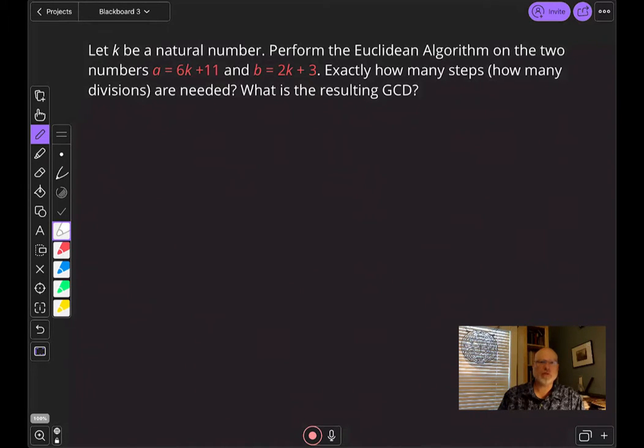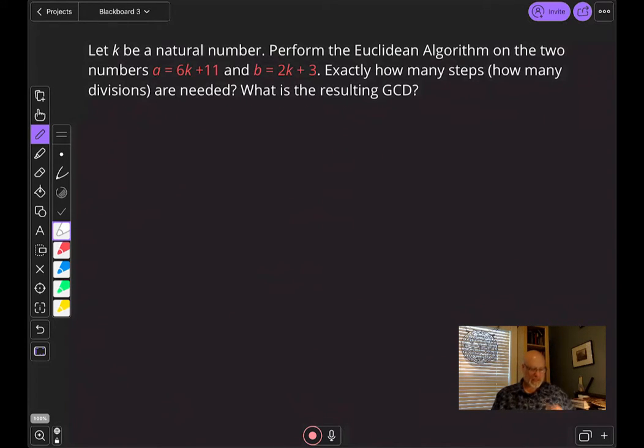So we have two questions that we want to answer. How many steps, how many divisions, are needed to get to that zero remainder? And then, like I said in my previous video, we're also talking about the greatest common divisor here. So what would that particular value be?